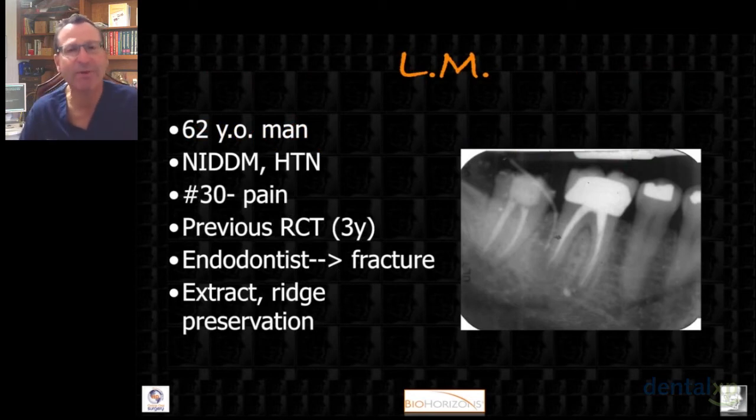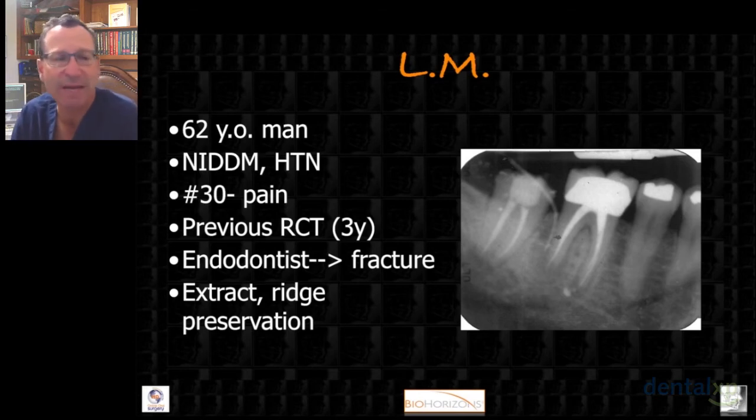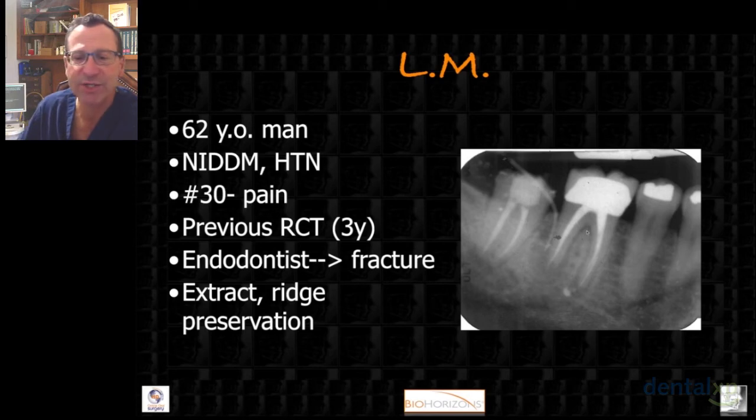This is sort of the typical case that we do. A 62-year-old gentleman with some medical issues, diabetes, hypertension, tooth number 30, has a fracture. You can see the furcal radiolucency. He had a previous endo that was failing. You can see a big pocket on the distal that goes all the way down to where the post ends, basically.